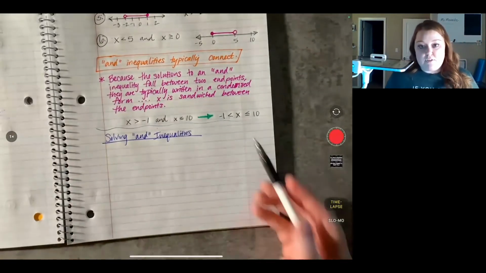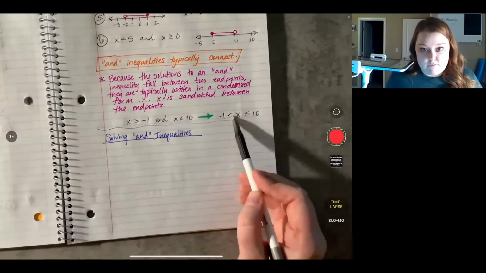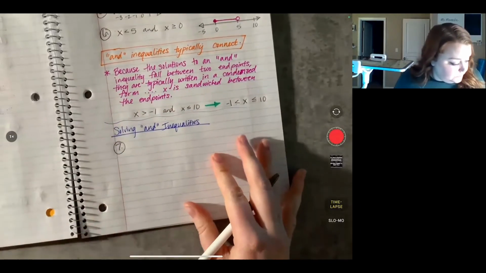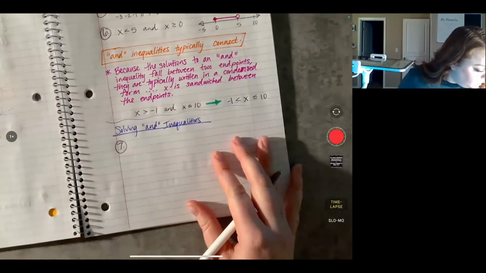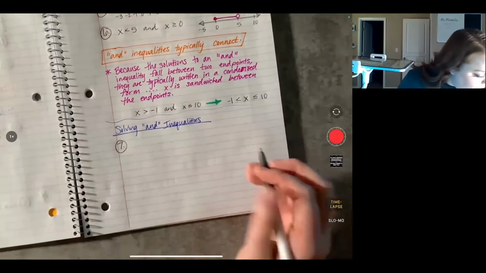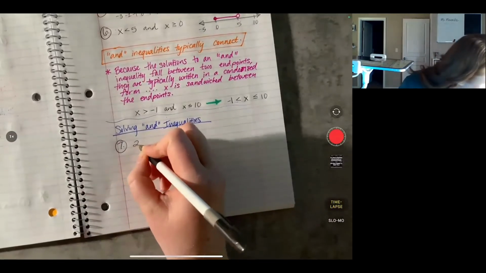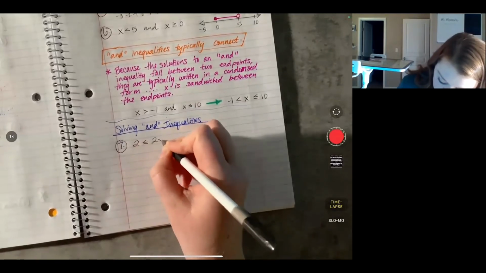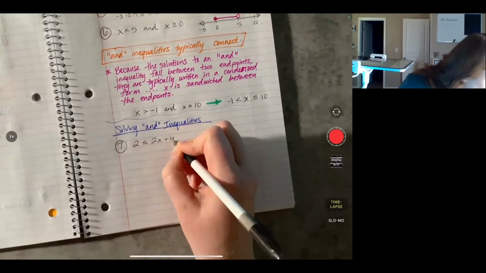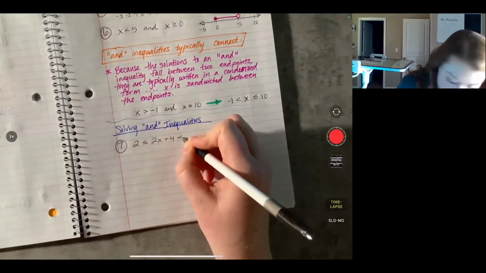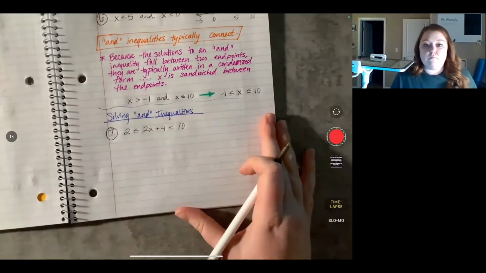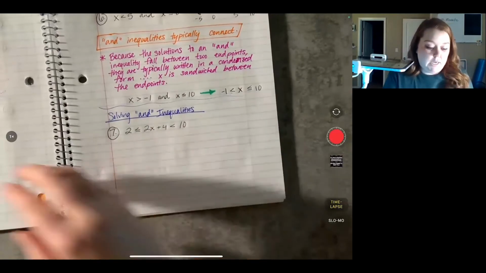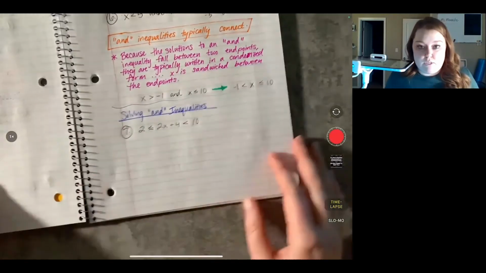So most of the time, you're going to see it in this sandwiched version, like this: 2 is less than or equal to 2x plus 4, which is less than 10. When you read something like this, you really need to pick out how many inequality symbols you see.